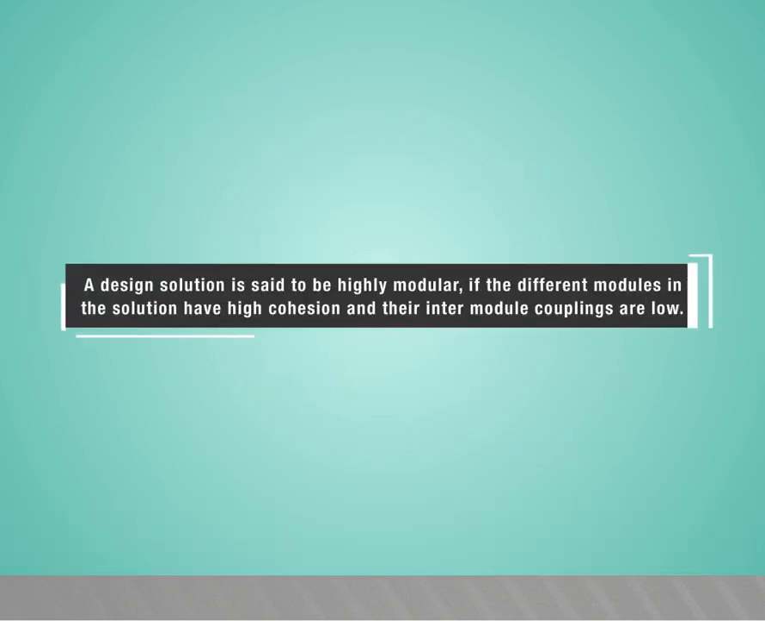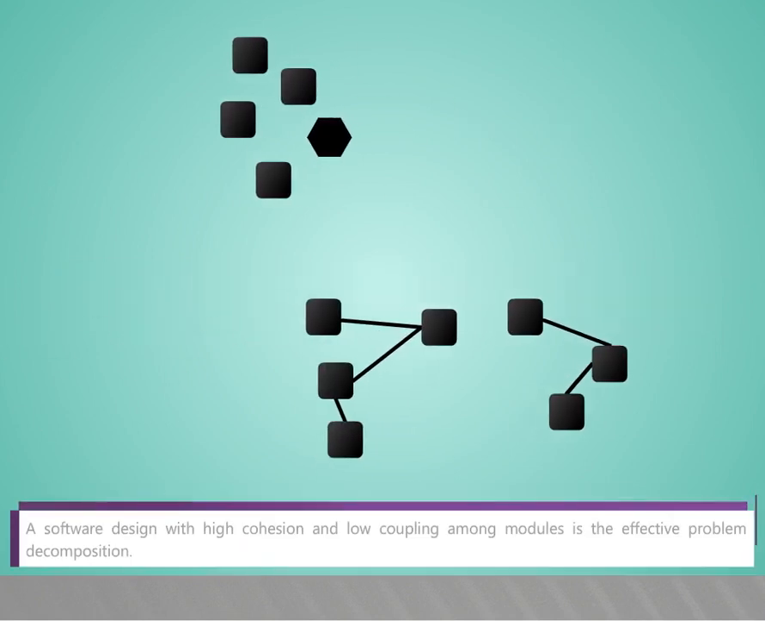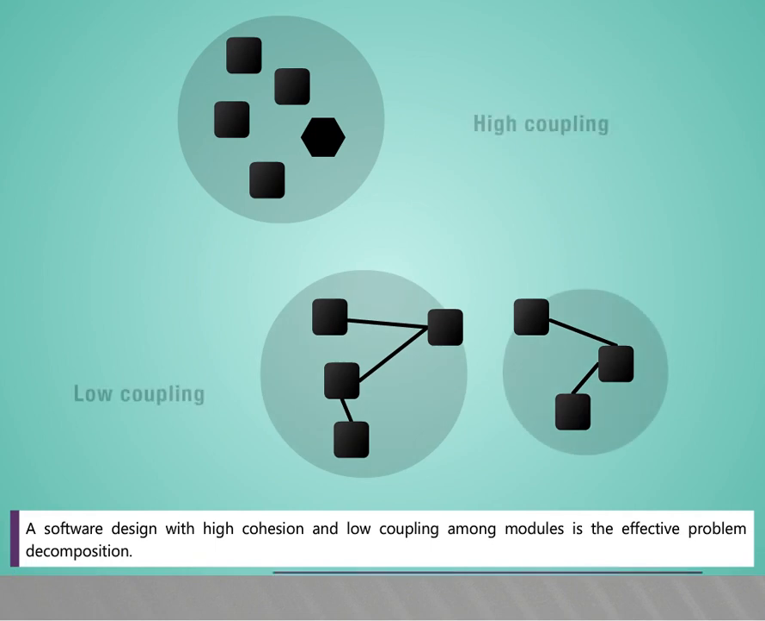A design solution is said to be highly modular if the different modules in the solution have high cohesion and their inter-module couplings are low. A software design with high cohesion and low coupling among modules is an effective problem decomposition.